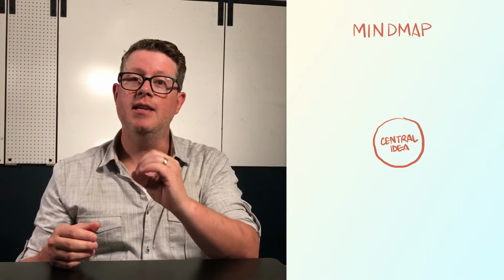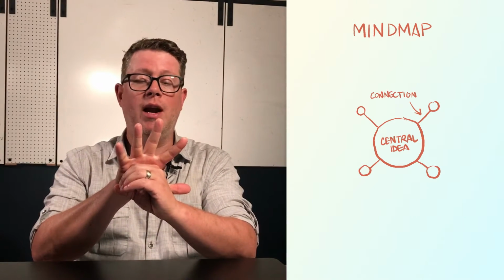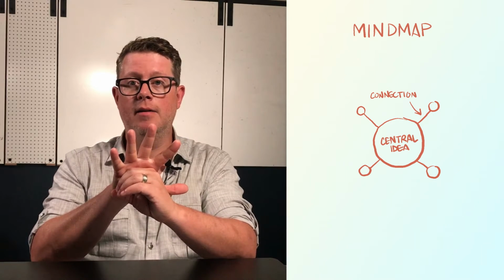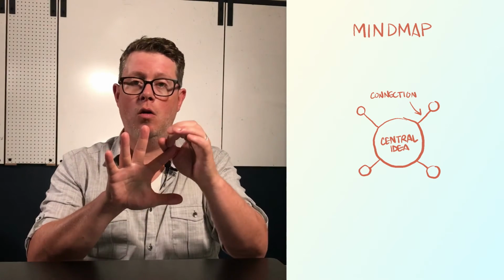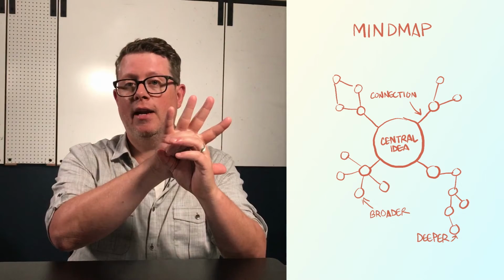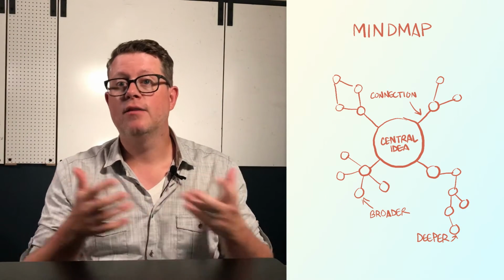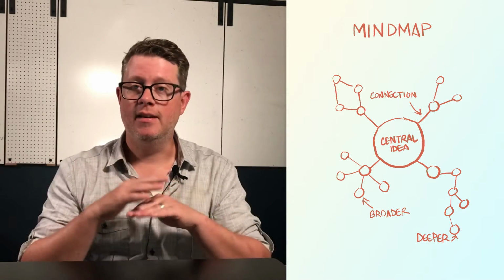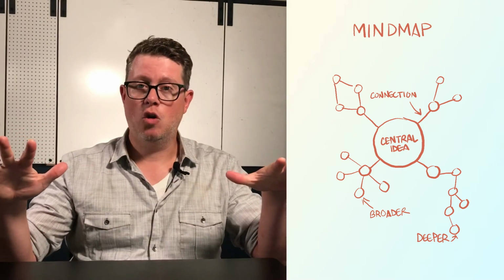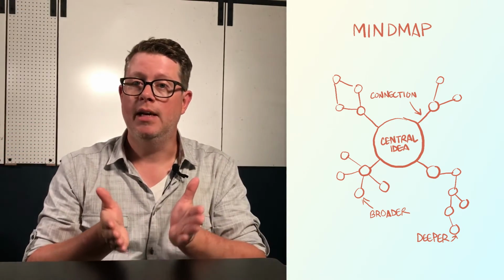A mind map generally starts with a central idea or node, and from there we branch, exploring other ideas that are connected. And each of those nodes can be branched and expanded on further. Visually, we can follow a branch as far as we want to go, whether that takes us more broad in scope or more deep in detail.